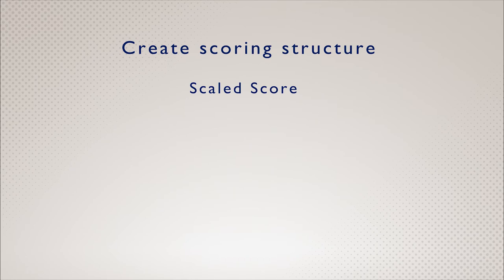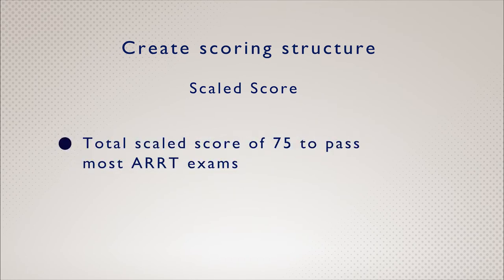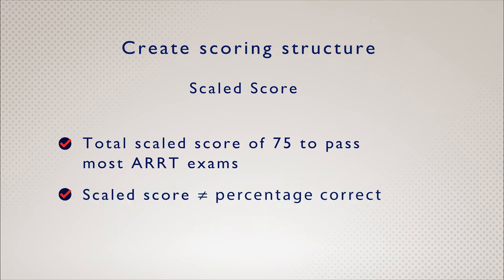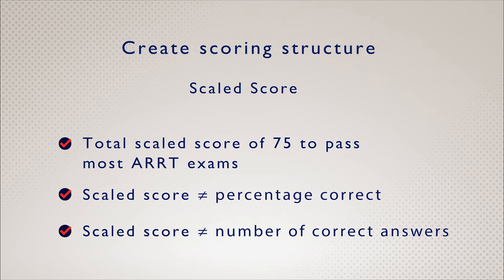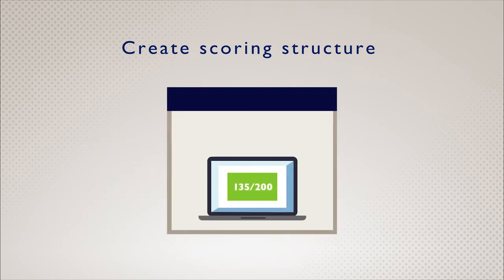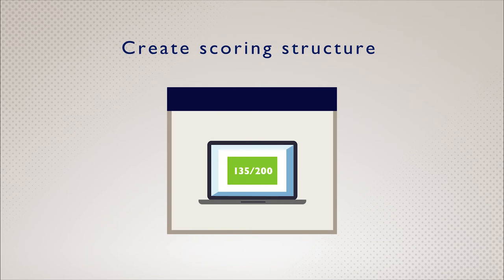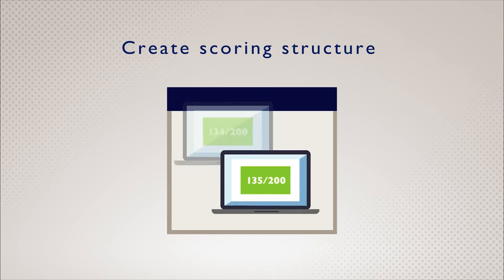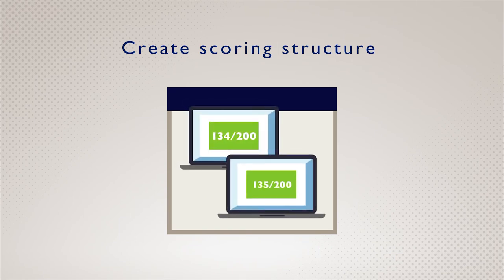To pass most ARRT exams, candidates need to receive a total scaled score of 75. The scaled score isn't equal to the percentage or the number of questions you answered correctly. Instead, it's easiest to think about a scaled score this way. On some exam versions, you might need to correctly answer 135 of 200 questions to receive a scaled score of 75. On more difficult exam versions, you might need to answer only 134 of 200 questions correctly to receive the same scaled score of 75. This method helps make the process fair to all examinees.